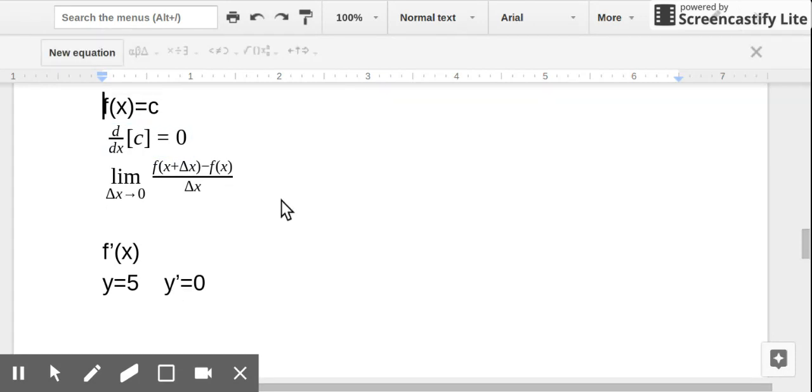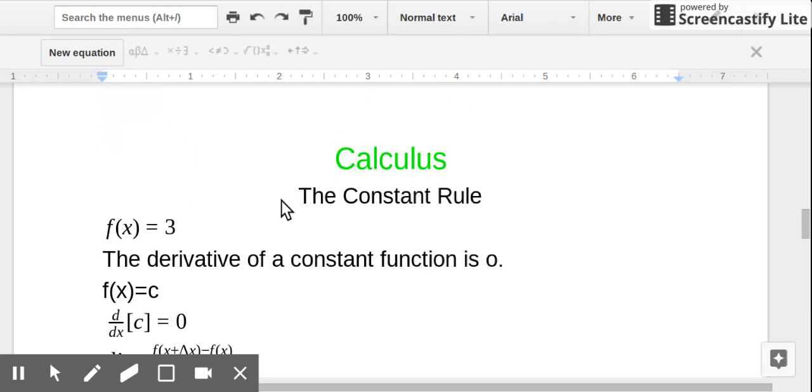All right, so that's going over the constant rule, pretty simple, and we'll be moving on to the next rule.